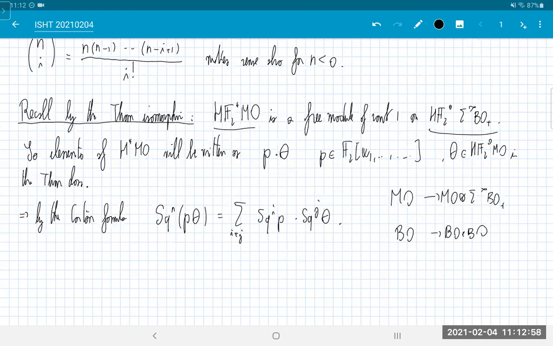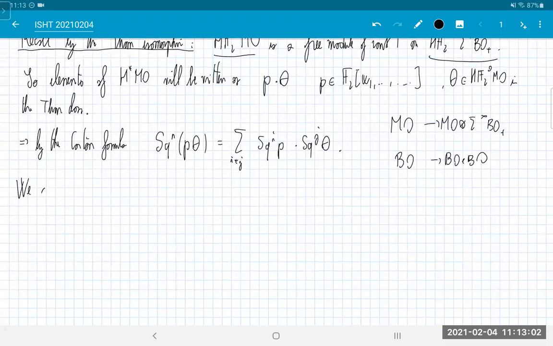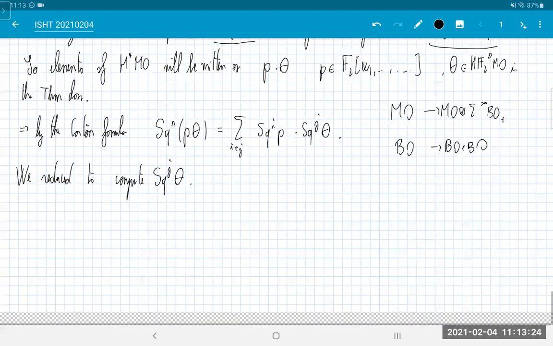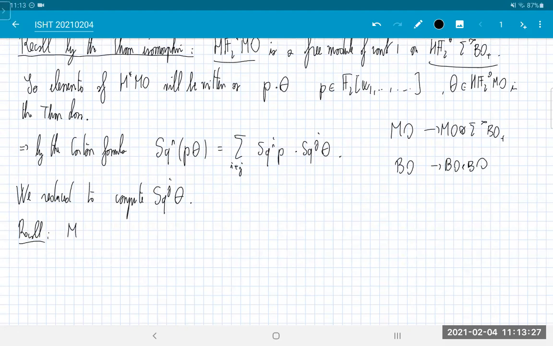Okay. So we reduced to computing Sq^J theta. And we're almost there. We're going to use the splitting principle once again. So, recall MO, we used this also yesterday, on Monday. We had this formula here, this canonical presentation that comes from writing BO as the colimit of the BO_n.